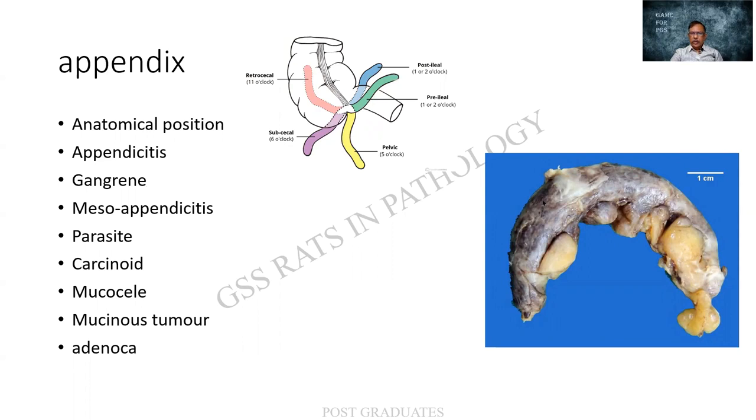Gangrene, when there is a blackish discoloration due to limited outflow, obstruction, stagnation, and then there can be development of gangrene. Involvement of the mesoappendix is called mesoappendicitis. Enterobius can be a parasite found within the appendix, not uncommonly. Carcinoid is a tumor we should look for, mucocele of the appendix, mucinous tumor, etc. Sometimes we do get an adenocarcinoma also. So these are the various things we should have in mind regarding the appendix.